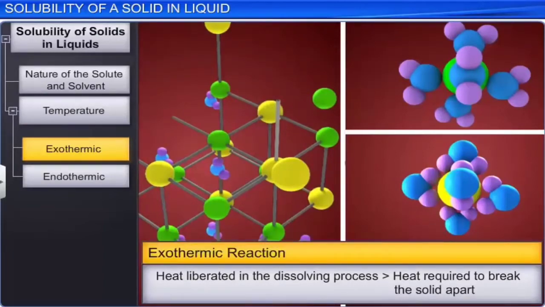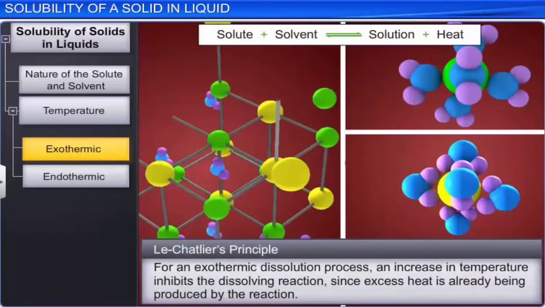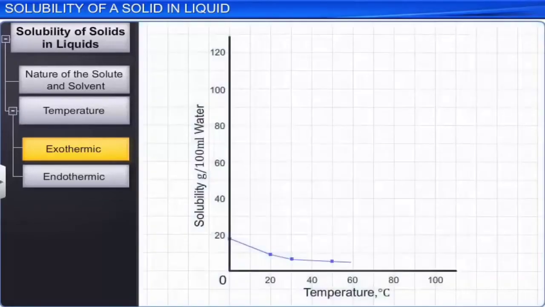It can be seen that as per Le Chatelier's principle, for an exothermic dissolution process, an increase in temperature inhibits the dissolving reaction, since excess heat is already being produced by the reaction. For salts like cerium sulfate and sodium carbonate monohydrate, an increase in temperature decreases solubility.